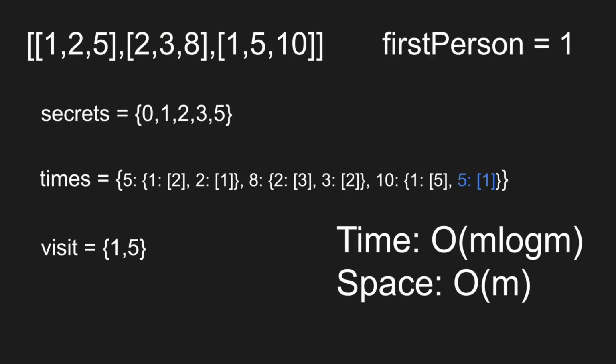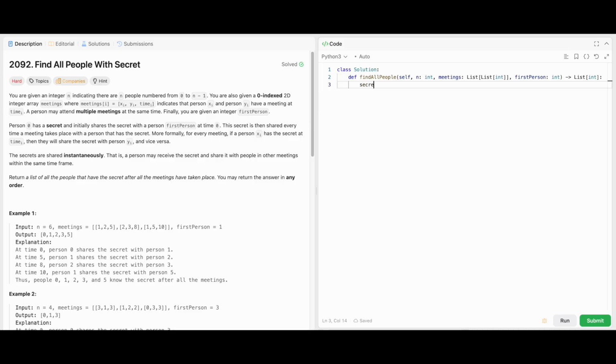So now let's get to the coding part. So first we will set up the secret set. So in the beginning, only 0 and first person knows it. So we will contain person 0 and first person. And we will initialize the times adjacency list to an empty one.